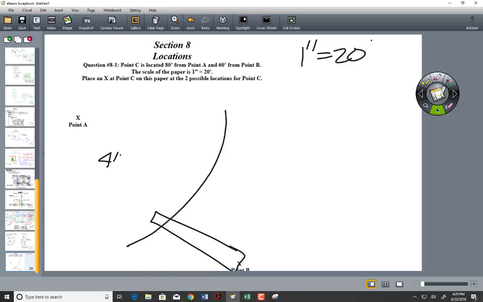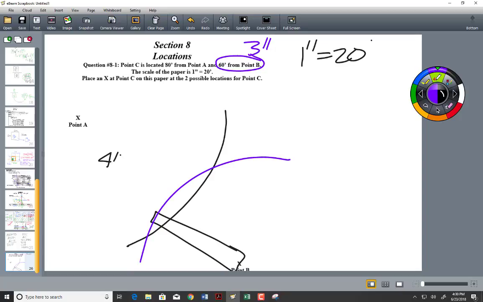If I'm 60 feet away from point B, how far am I going to be? 60 feet would be 3 inches, right? And I mark my 3 inches from point B. Where are the two possible places point C could be? Point C could be right here or right there. Those are the two potential spots that point C could exist in space. That's your 2-point reference. You draw an arc 4 inches from point A and an arc 3 inches from point B, and where those intersect are your two potential places for point C.